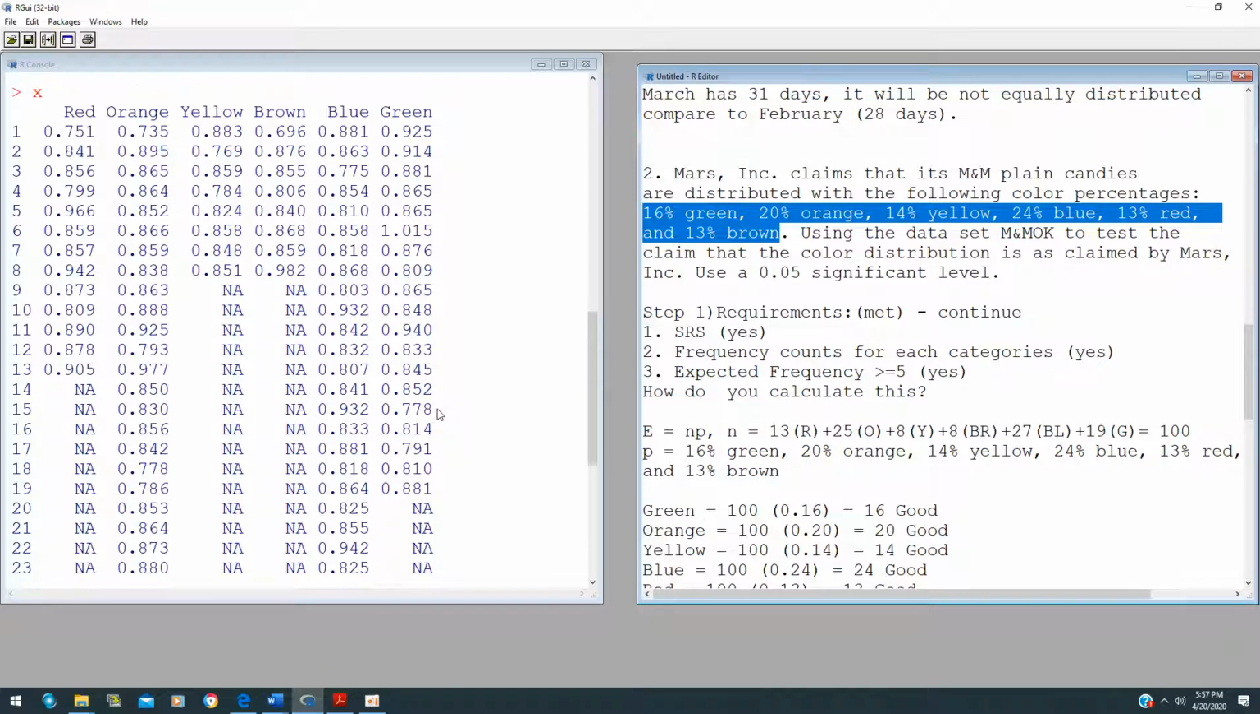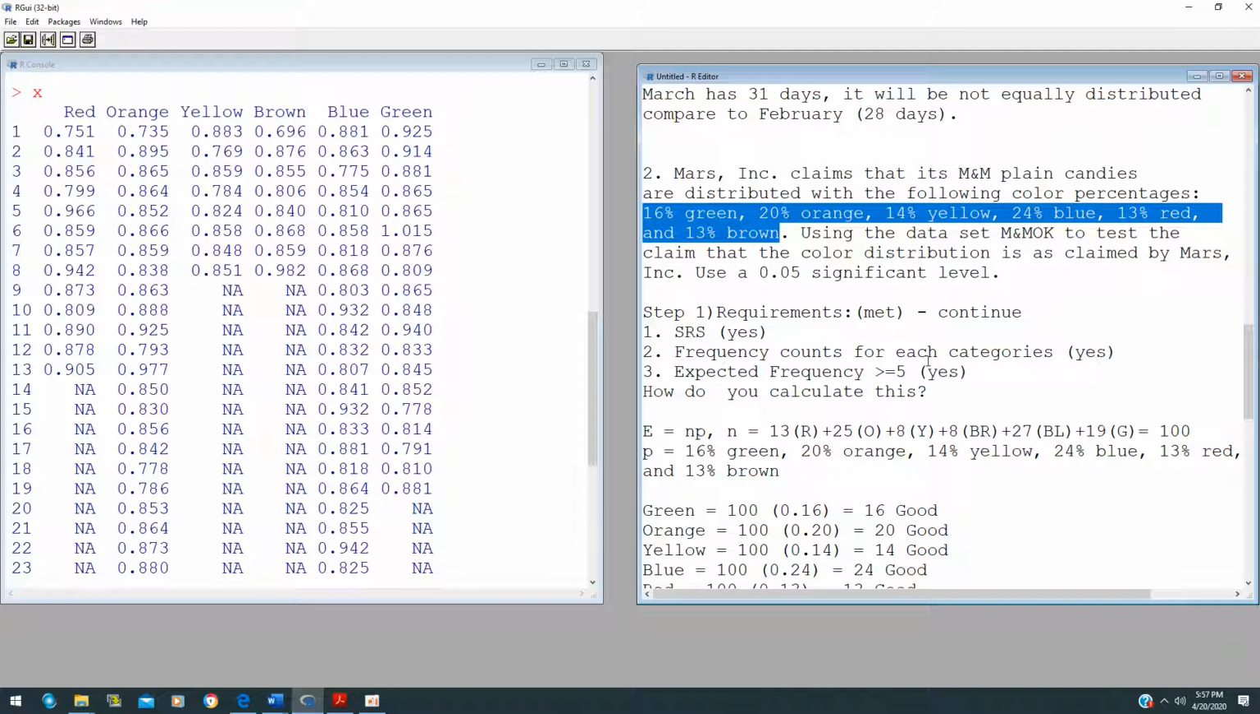So we're going to use the data file to test whether the population proportions given by the M&M's company are agreeable or not. So how do we do this? First, we see if we met the requirements. The first requirement says it's a simple random sample. As I mentioned, any data file coming from the M&M OK is a simple random sample. So yes, we met the requirement.